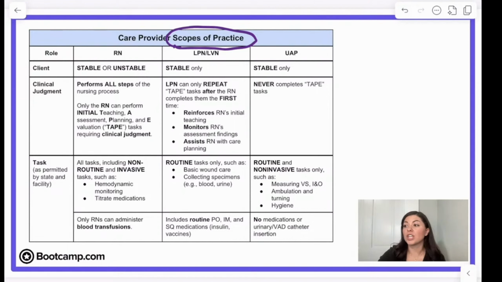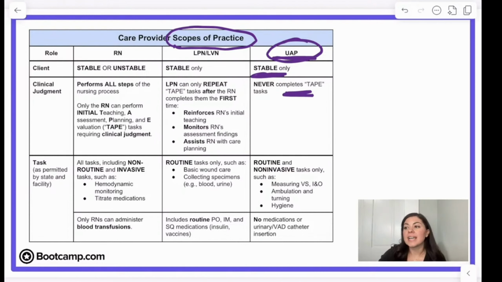So let's start with the UAP. The UAP has the smallest scope of practice, and I will tell you, most NCLEX questions on delegation are delegating to that UAP. So the UAP can only ever perform care on stable clients. They should never complete any type of tape tasks. They should not perform any part of that nursing assessment. That is outside their scope of practice. And they are typically responsible for performing routine and non-invasive tasks. So when I say that, I'm talking about vital signs, hygiene like oral care, pericare. Once again, it's only for clients that are stable.